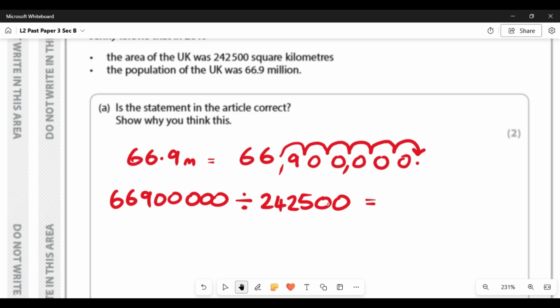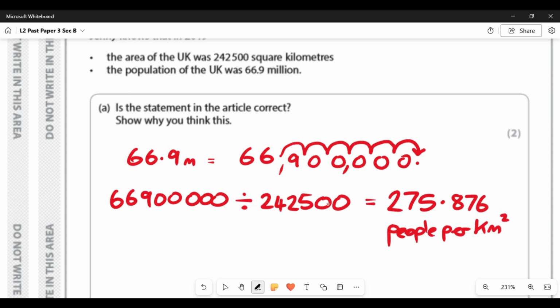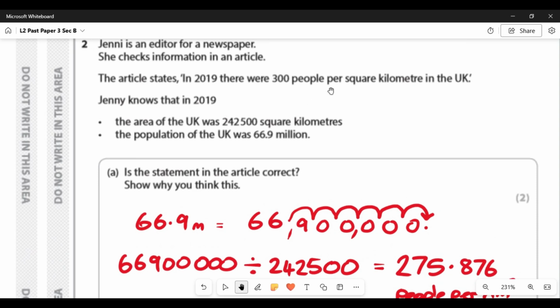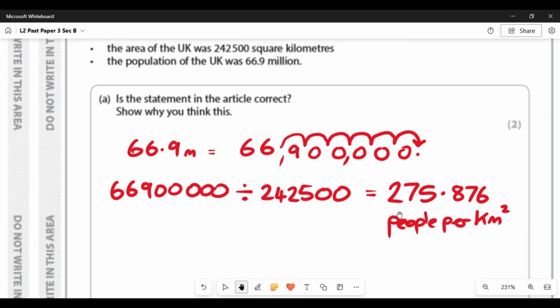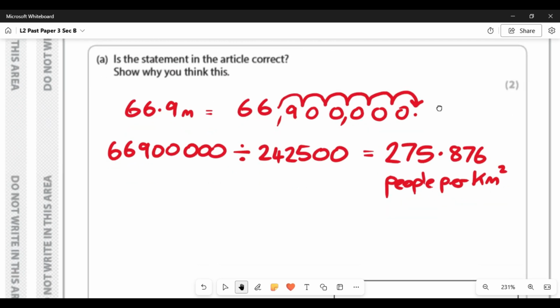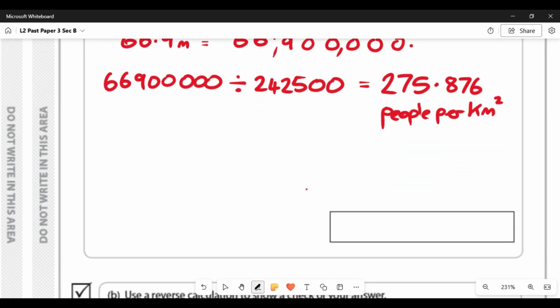Divided by 242,500. That gives me, ooh, interesting. It gives me 275.876. So that's people per kilometres squared. So what did she say? She said she thinks that there are 300 people per square kilometre in the UK. Yeah, she's pretty close. So I would say yes for that.